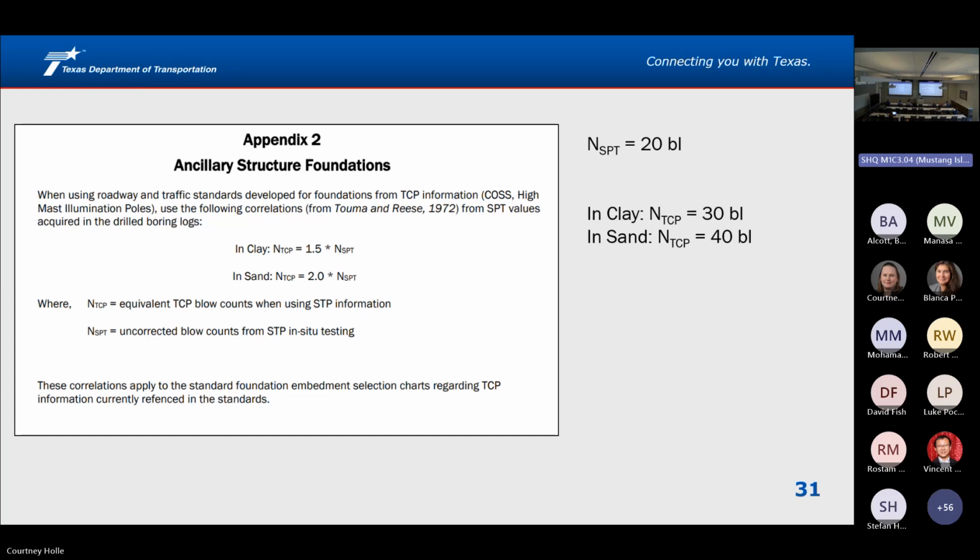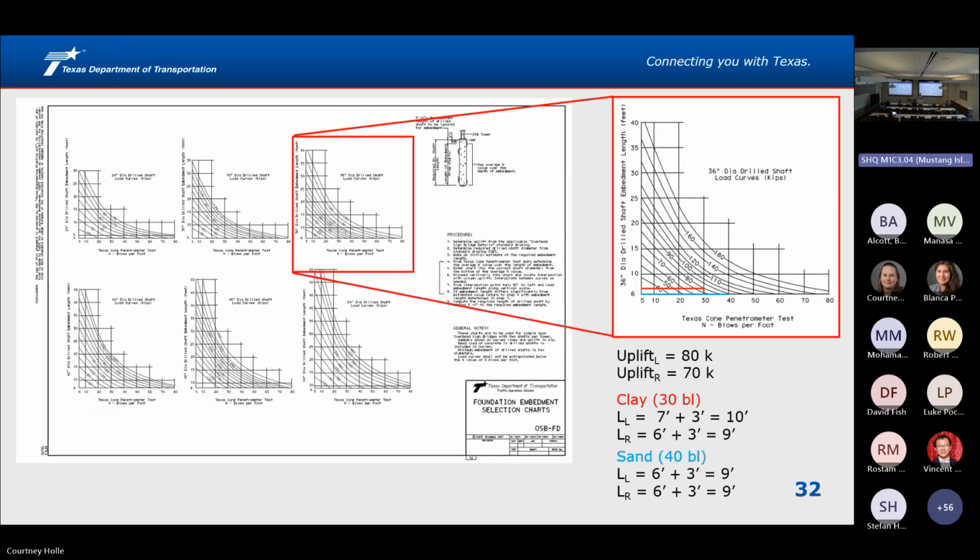And then looking at this, this is an excerpt from our current geotechnical manual, and these are the translations between the SPT blow count and the TCP blow count. In clay, we would use 30 blows, in sand, 40. And so if I take a look at this chart here, which I don't have divided between clay and sand, I have a 36-inch diameter drill shaft.